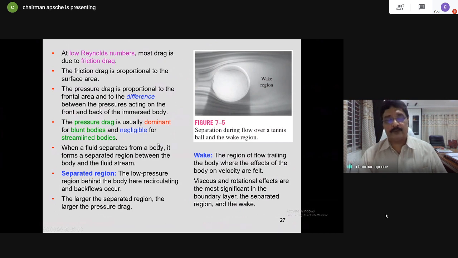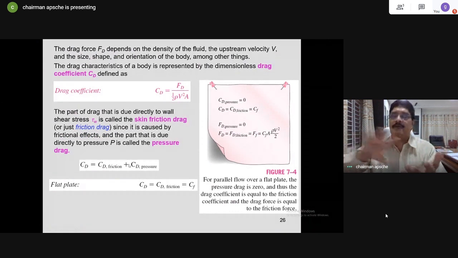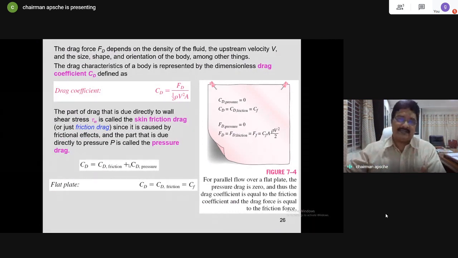For all laminar flows, I said, the CD pressure will be almost negligible because the fluid is very gently flowing. It's not moving at a great velocity. It is at a minimum speed. We all know that it's organized flow. And therefore, the pressure differential is not much across the body. And therefore, you can ignore CD pressure, which is the coefficient of drag for pressure difference. Okay. The frictional drag will always be there.